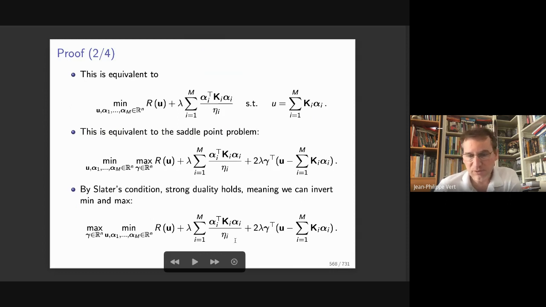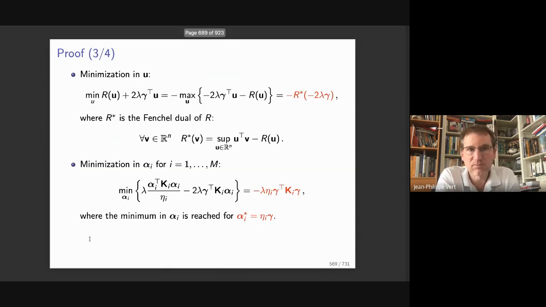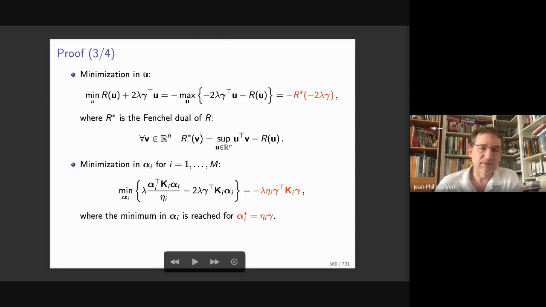And so if we have done our job correctly, the minimization should be easy to solve. So we will do it now. We will try to compute the minimum in u and the minimum in alpha of this as a function of gamma in order to derive the dual problem, which will be a function of gamma. All right, so the minimization in u, as I said, is easy because it's the minimization of the risk of u plus a linear function in u.